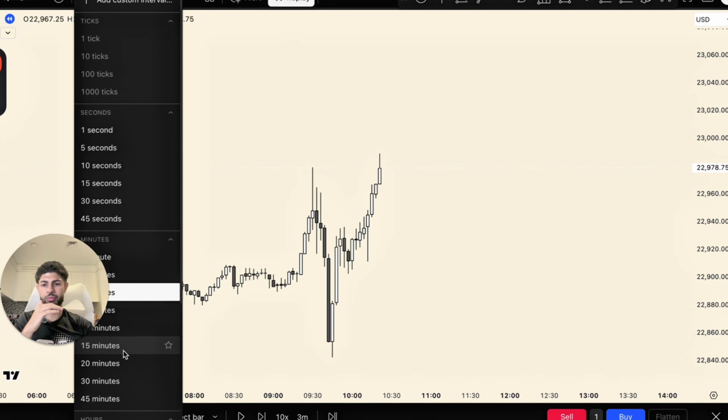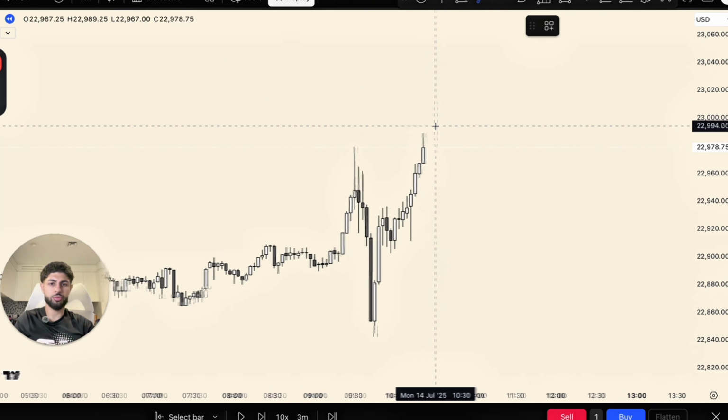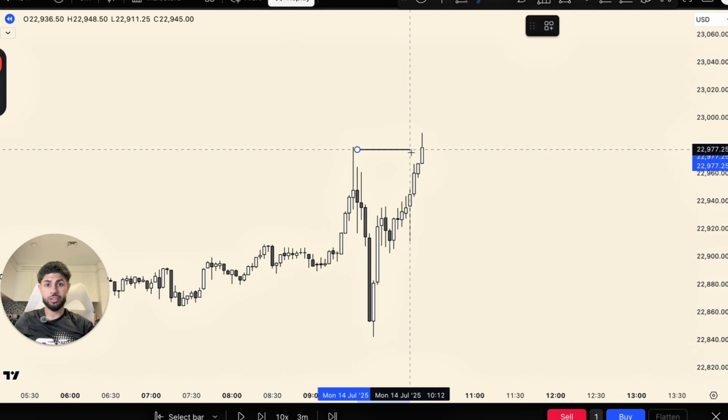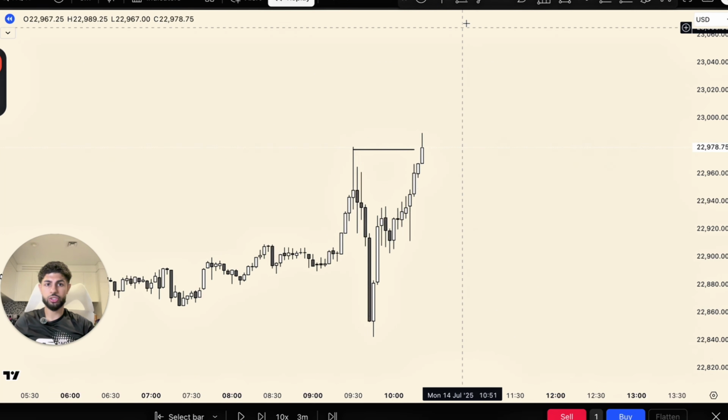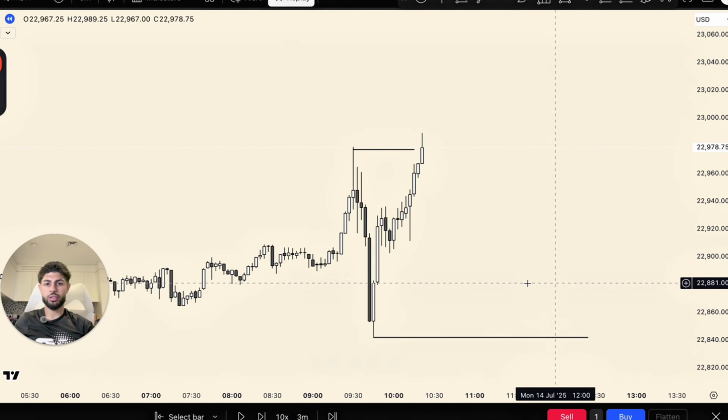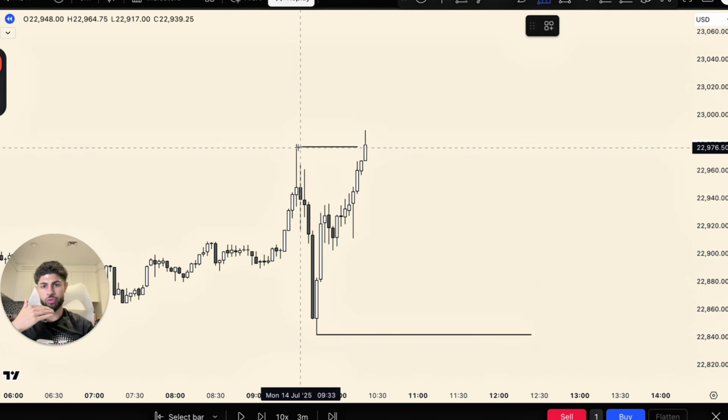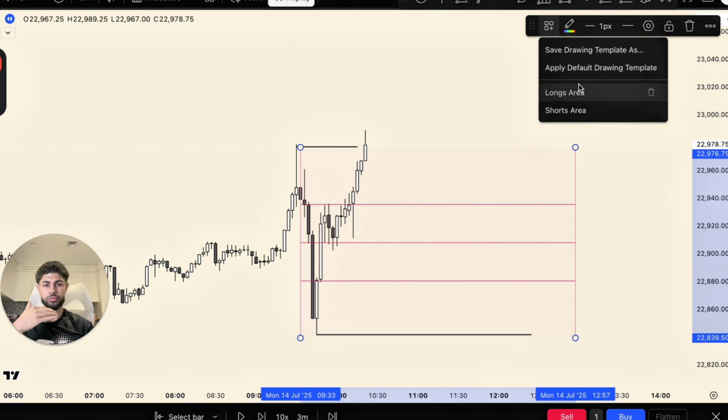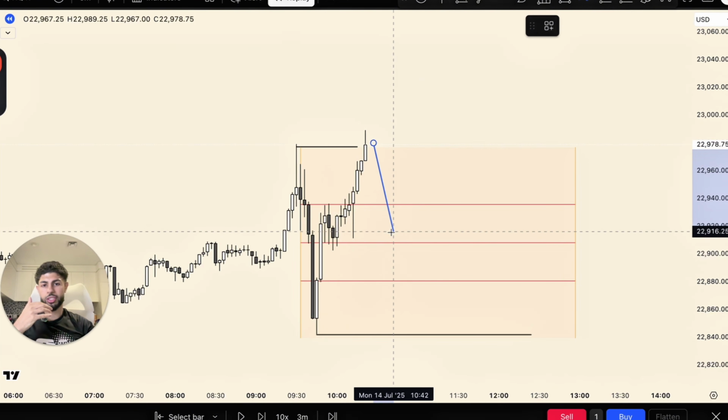So we can start with the 15-minute. I'll just start with the 3-minute for this example. It's the same thing. So this is today. Literally a couple hours ago, we had a break of structure here, and we had a low here. So according to the structure, we can draw a zone from here to here. And now we can look for price to, boom, boom.